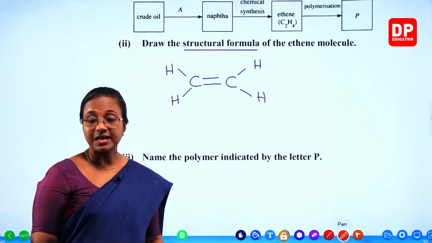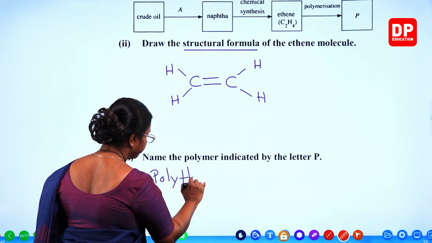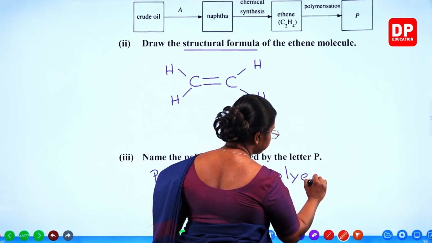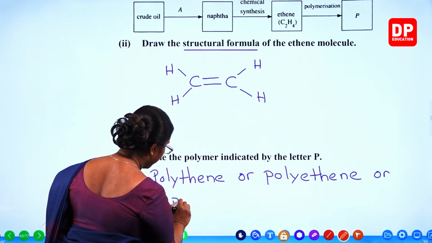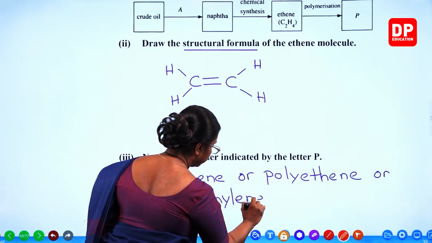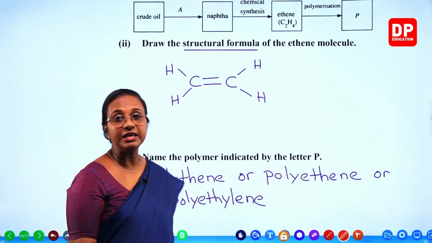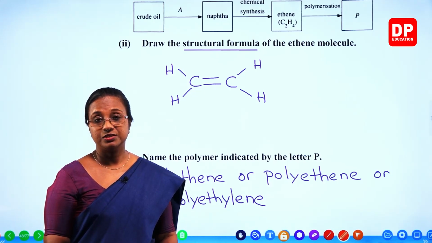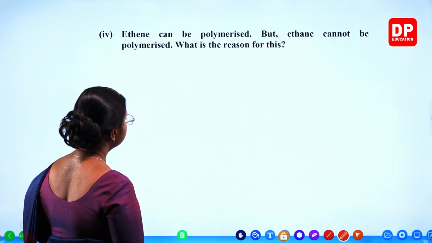So then the next part, that is part 3, name the polymer indicated by the letter P. So we already discussed that it is polythene. So you can write it as polythene, or you can write it as polyethylene. One of the answers can be written. Is that clear, student? So with that, I'll move on to the next part. That is part 4.